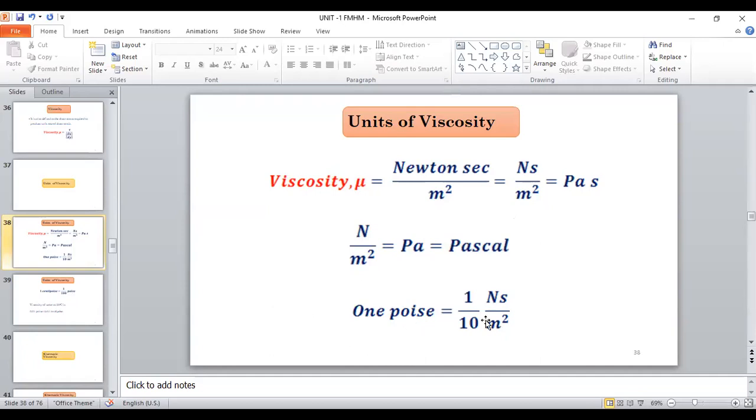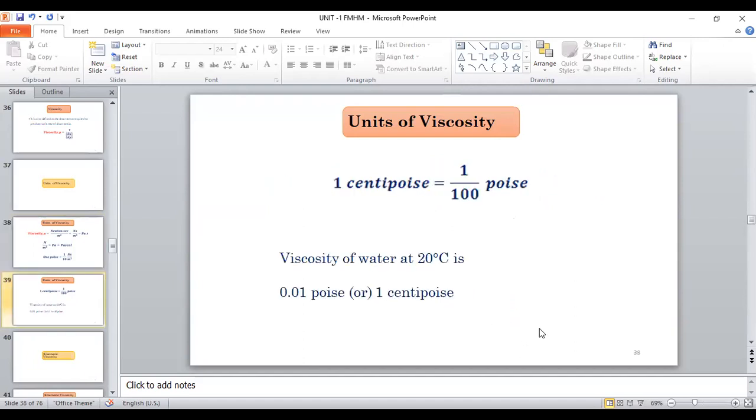After getting Newton second per meter square as our unit, we need one more unit in the CGS system, which is poise. So 1 poise equals 1/10th of Newton second per meter square, which you have to remember. Suppose in a problem it is given as 4 poise. Then you have to multiply by 4 here as well. So 4/10th of Newton second per meter square. You just have to convert the units, that's all. Poise to Newton second per meter square.